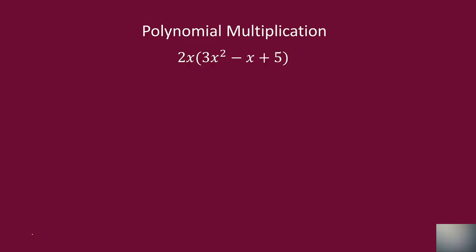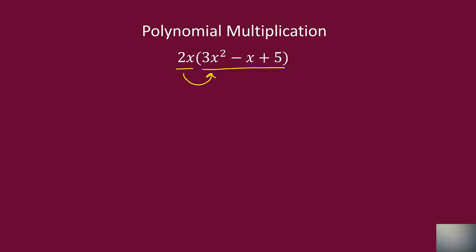In this video, we will see how to solve multiplication with polynomials. In this first example, we have a monomial, which is one term, times a trinomial. When we have something like this, what we want to do is multiply our first monomial, 2x, times every term in our polynomial. So we will start by multiplying 2x times 3x second power.